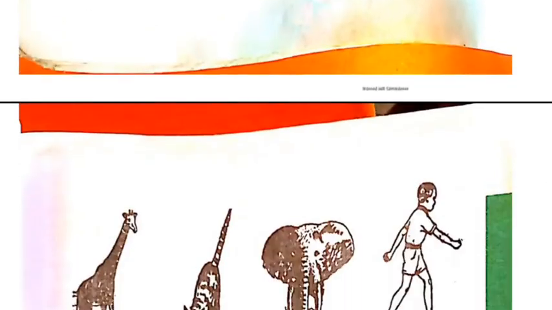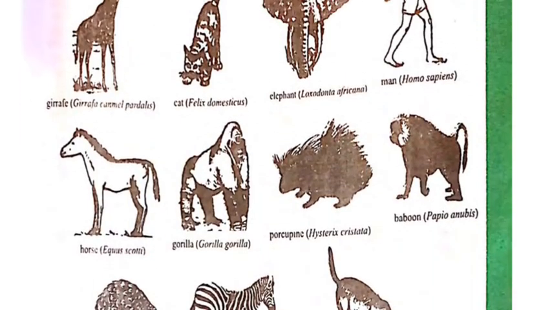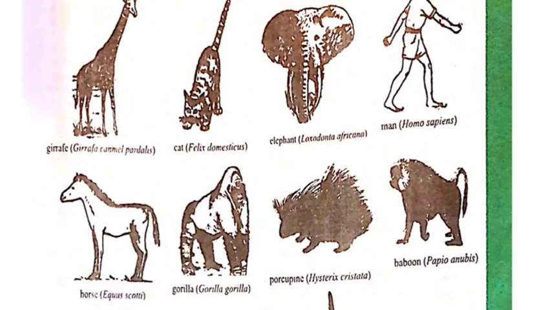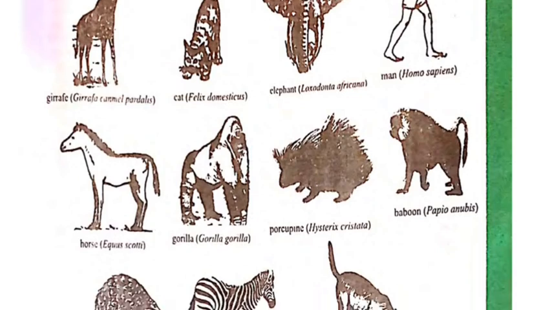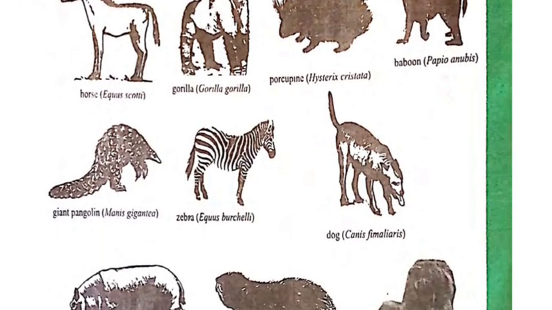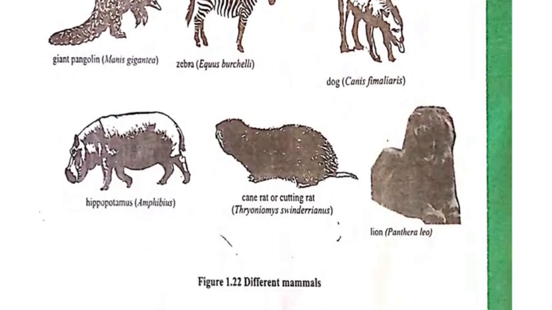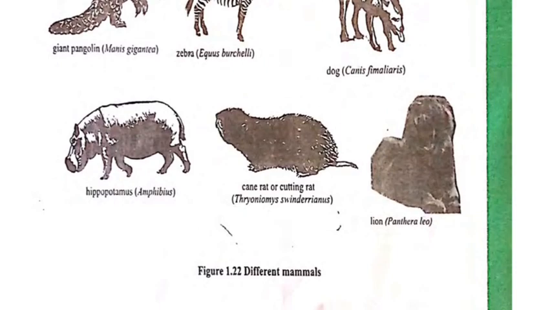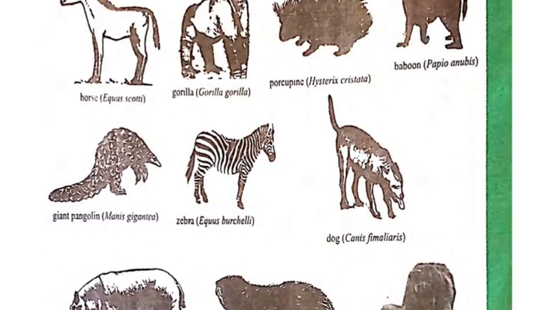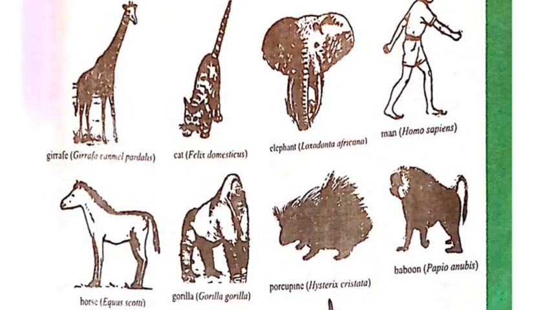So we have examples here. We have man, we have elephants, and we also have their zoological names. For cats, we have Felis domesticus. For elephants, we have Loxodonta africana. For baboon, we have Papio anubis. We have a lot of them. Gorilla gorilla for gorilla. We have Equus burchelli for zebra. We have Canis familiaris for dog. We have Panthera leo for lion. For rat, we have Rattus. I'm seeing cane rat here too. We have Hippopotamus, which is amphibious. Alright, so we have a lot of them.